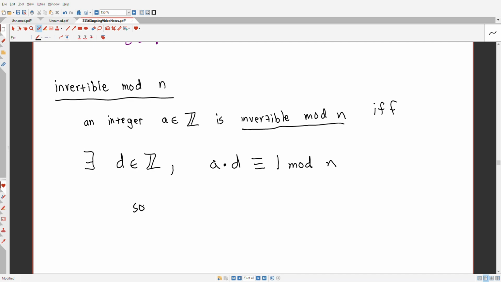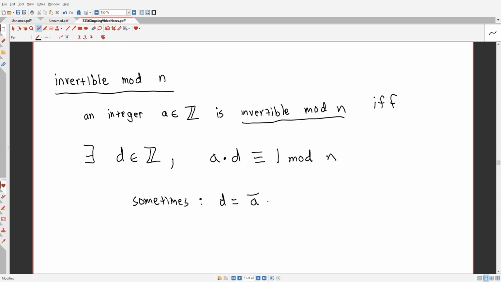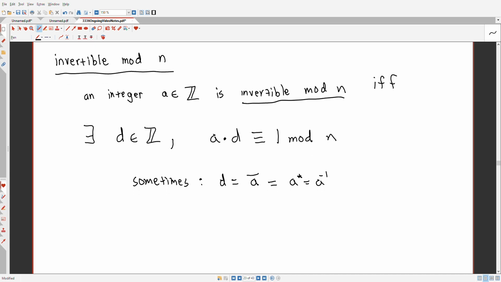Sometimes some textbooks will give this other integer that I've called d, sometimes they'll call it an a with a line on top. That's actually not very good notation. The textbook that we were using, I think uses that. Some people will call it a with a star. Some people will call it a with a little -1, like 1 over a. I'll show you an example of this.